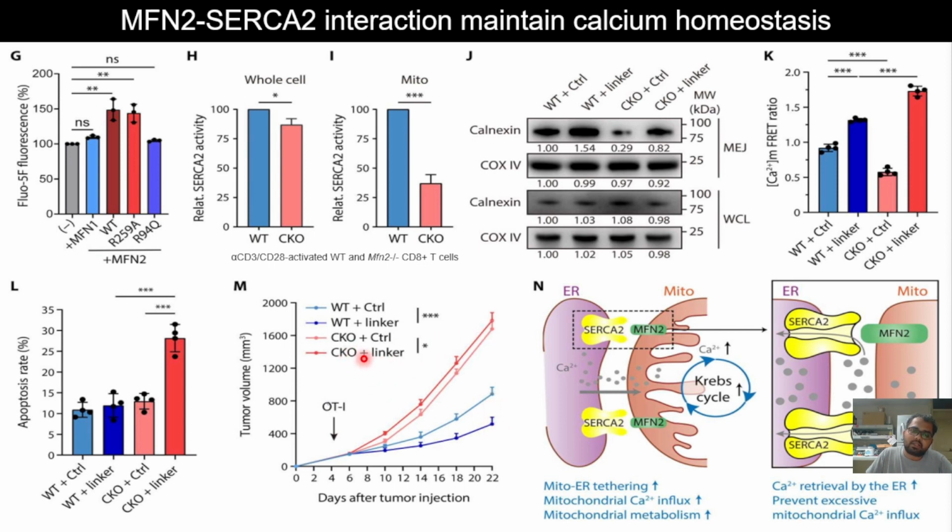But when the linker is in the control and the CD8 knockout, you can see they have shown there is a significant decrease in this case also. But it is not very much a reversal, which shows that the homeostasis of the calcium is more important than the unidirectional transport of calcium inside the mitochondria.